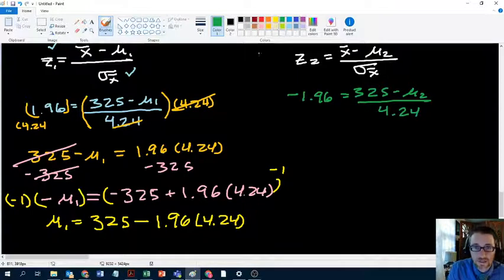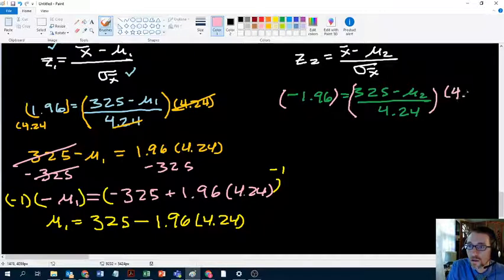Same exact setup as the previous one. We have to do the same algebra. The numbers are different, mostly it's just this sign, right? We have a negative z, that's the difference here. So let's see, if we multiply both sides by 4.24, that'll get rid of this denominator.